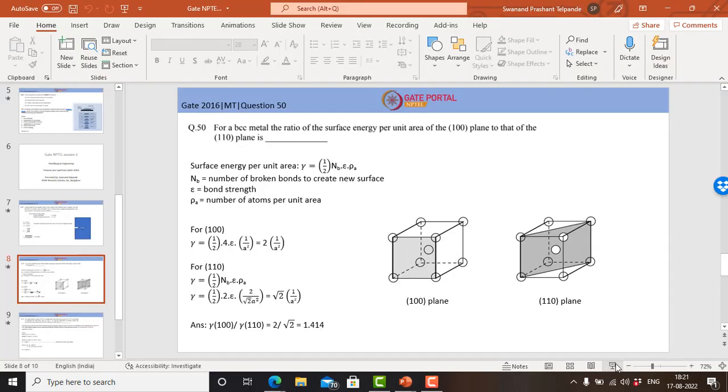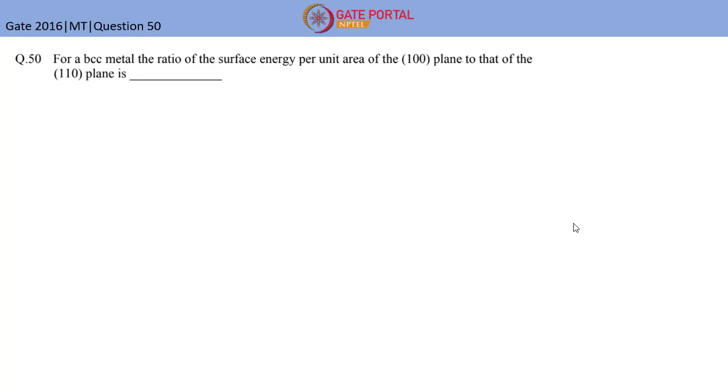Okay, so here we go. This is GATE 2016 Metallurgical Engineering question number 50. For a BCC metal, the ratio of the surface energy per unit area of 100 plane to that of the 110 plane is. So we have to give one value, the ratio between the 100 plane surface energy to the 110 plane surface energy.